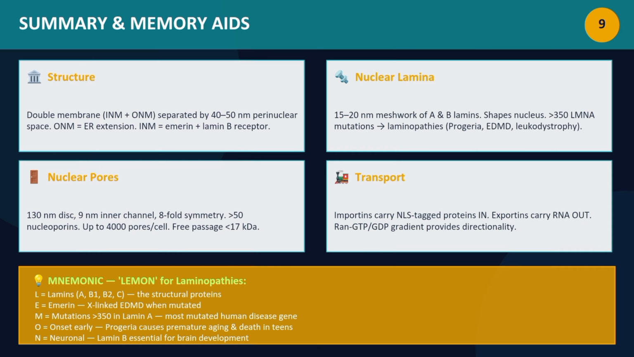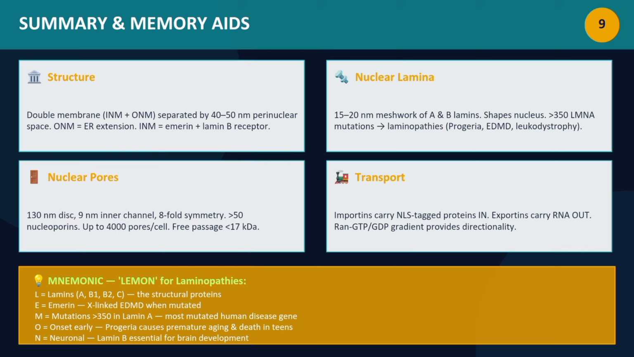Point 2. Nuclear lamina. A 15 to 20 nanometer meshwork of lamin proteins, A-type and B-type, on the inner face of the INM. It shapes the nucleus, reinforces it mechanically, and anchors chromatin. Over 350 mutations in lamin A alone cause the laminopathies.